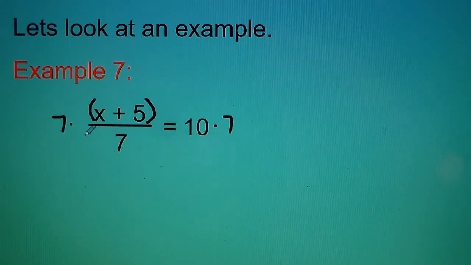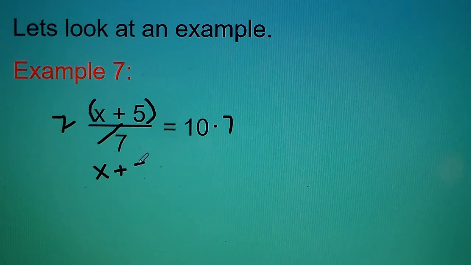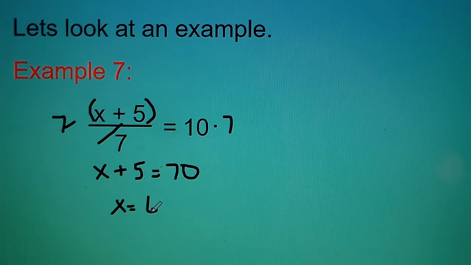So it'd be x plus 5, the times 7 and the divide by 7 cancel out, so we have x plus 5 is equal to 70. And subtract 5 from both sides and you get x equals 65.